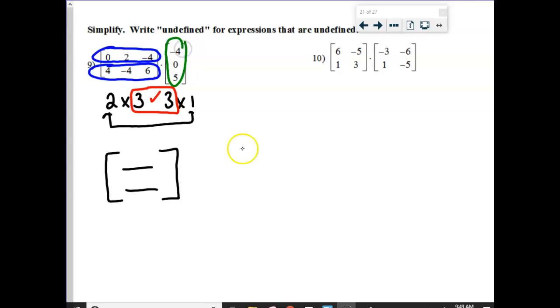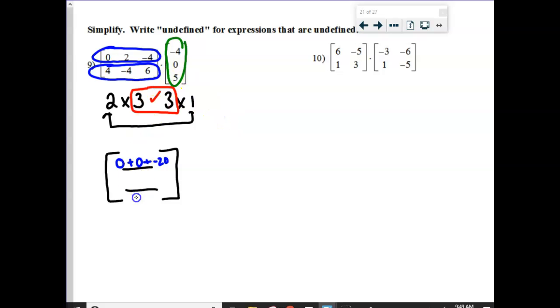All right, so this first cell in the matrix is row 1, column 1. So what we do is we take row 1 from the first matrix and column 1 from the second matrix, and we multiply their pieces together while also simultaneously adding them together. So this is what that looks like. 0 times -4 is a 0, plus 2 times 0 would be a 0, plus -4 times 5 would be a -20. I'll clean that up in a minute.